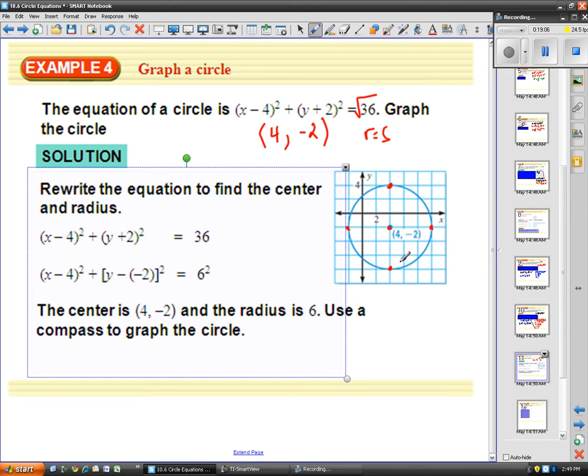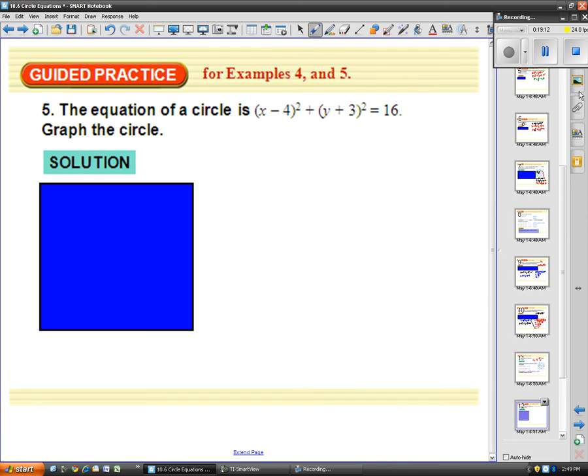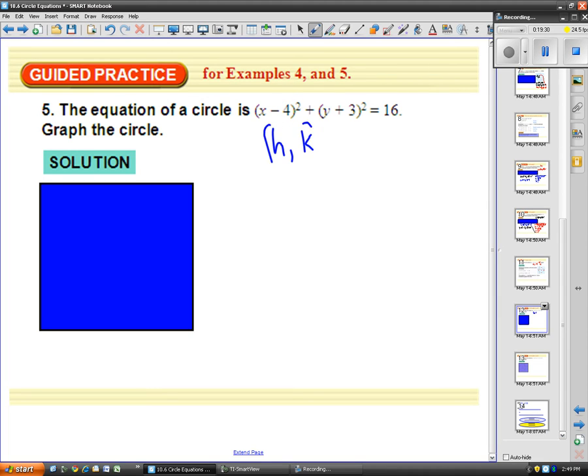So this time they're doing the same thing, and so we just need to go through and find our center and find the radius of our circle. So pause it, try it on your own. This time I'm going to find my center. Remember, it's the opposite of what I see. H is the opposite of what I see. K is the opposite of what I see. So that means I'm at +4 and -3 for my h, k, my center. And my radius then is the square root of 16, which is 4.